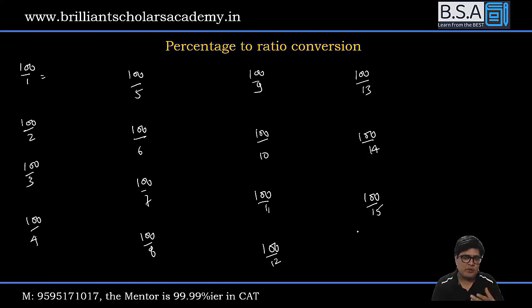In some books, in some cases, people go up to 100 by 13. I have been able to do perfectly fine in CAT up to these values, by having knowledge of these values. So learn these values well. First, perform these calculations without a calculator. Refer to this, I'll show you.